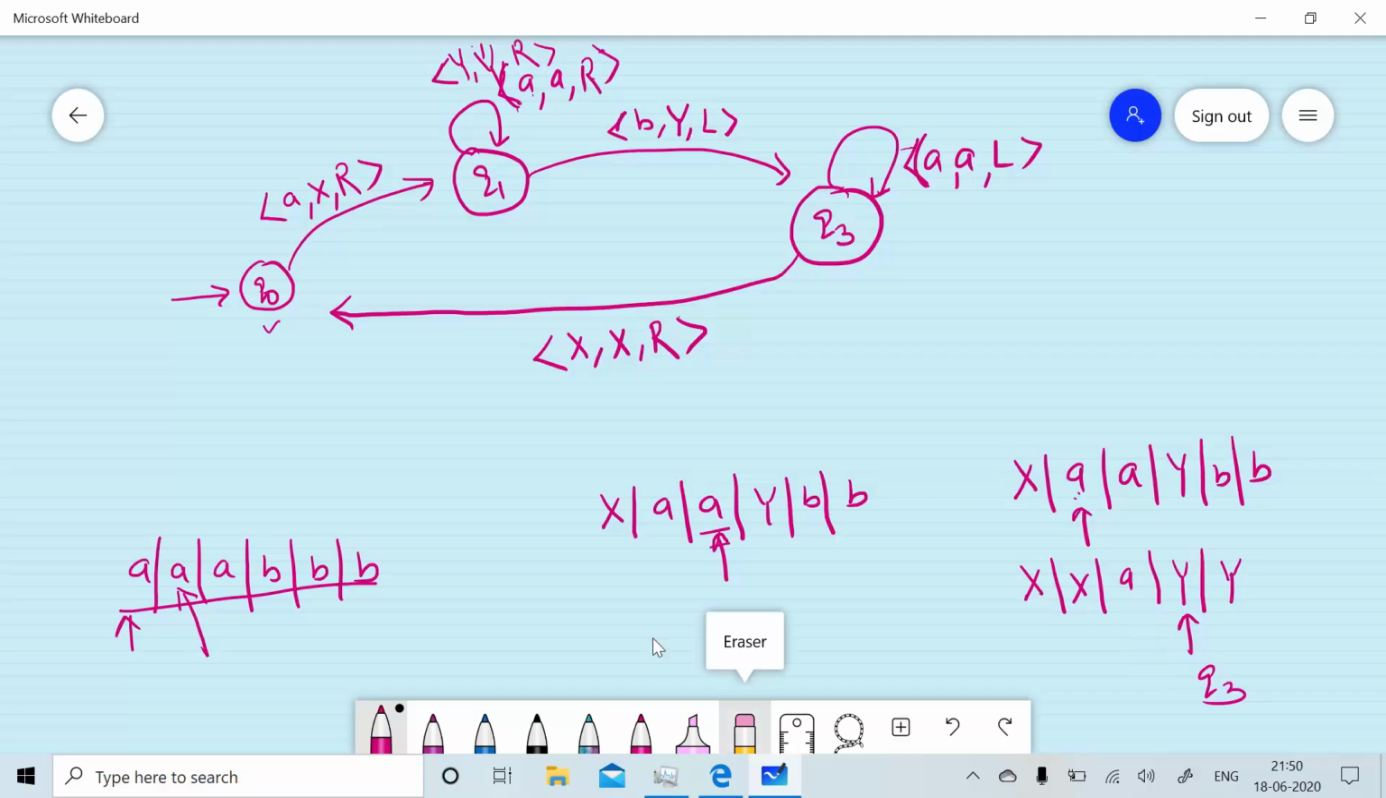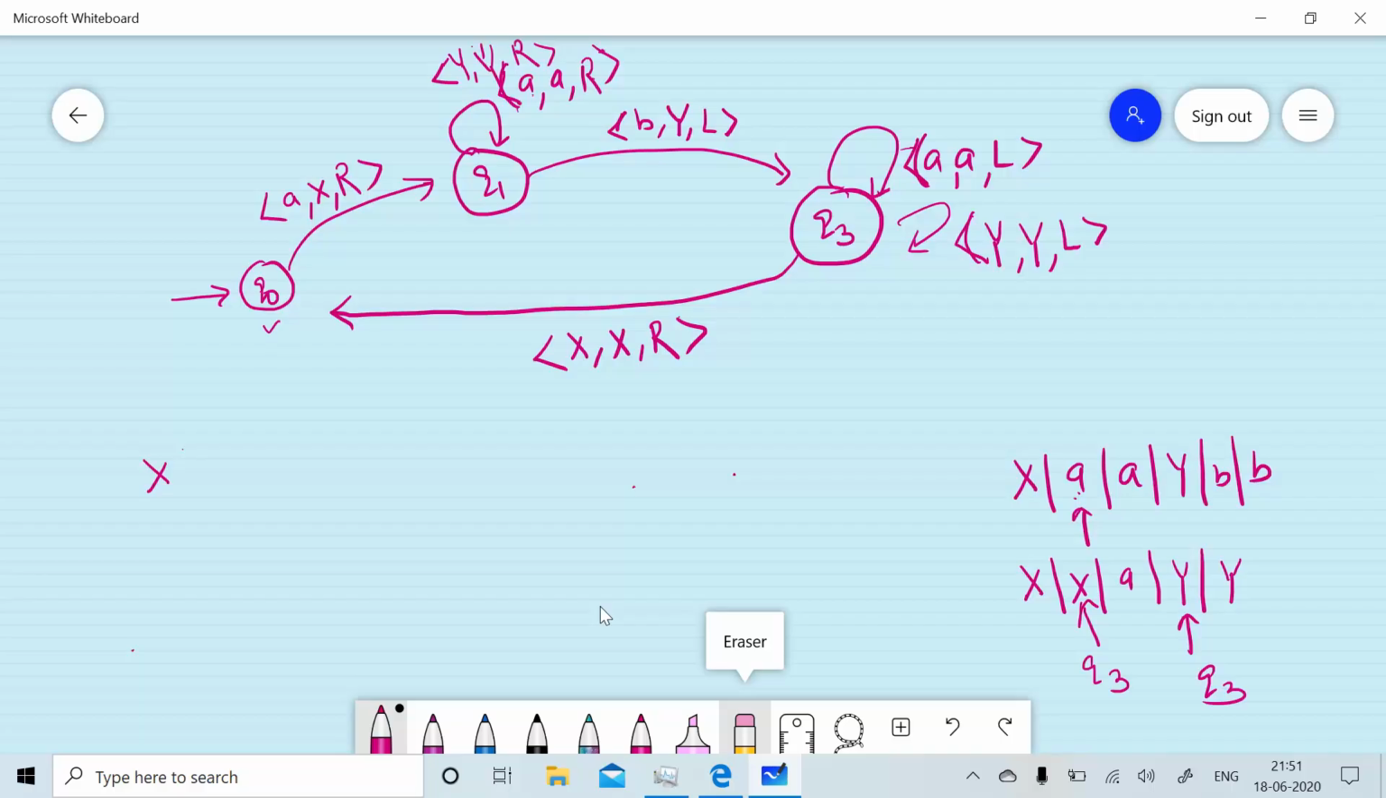On Q3, we are searching for the next A, and the next A will occur immediately after X. So if we read Y, we will keep it as Y, replace it by Y and move toward the left hand side. After a few iterations, we will read X and we will move to Q0.